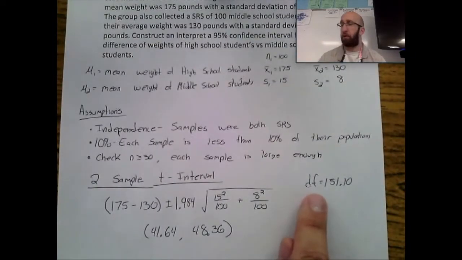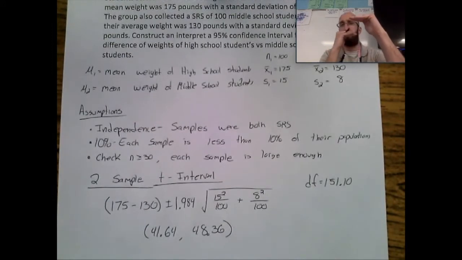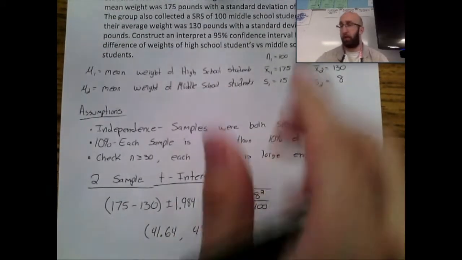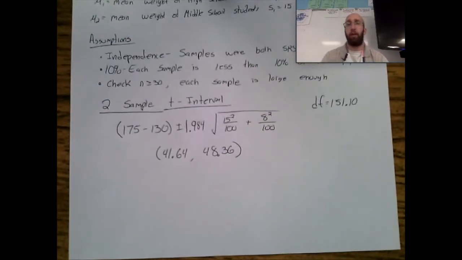So what I did is I used a t-table. I found the closest thing I could get, the two degrees of freedom surrounding 151, which are degrees of freedom of 100 and degrees of freedom of 1,000. And I picked which one gave me the larger t star for a 95% confidence interval, which is 1.984. So doing all this, my calculator tells me, hey, this interval is from 41.64 to 48.36.